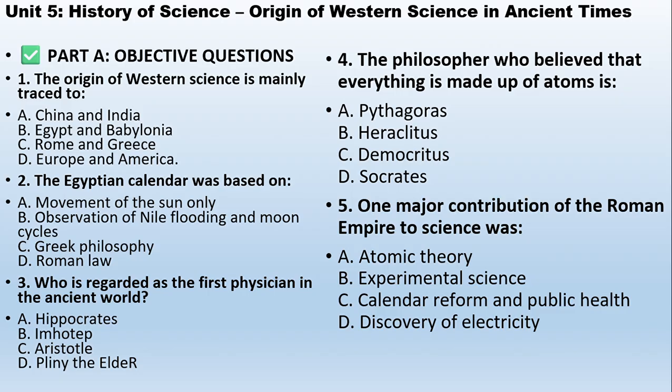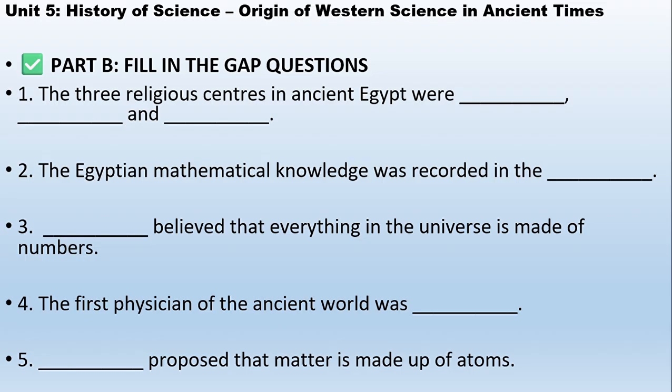No, Pythagoras is number... Pythagoras, yeah. Democritus, sir. Democritus was the one that believed that everything was made up of atoms. So number five, one major contribution of the Roman Empire to science was... I just explained that in our practice question. Yes, they were able to reform the calendar and public health.